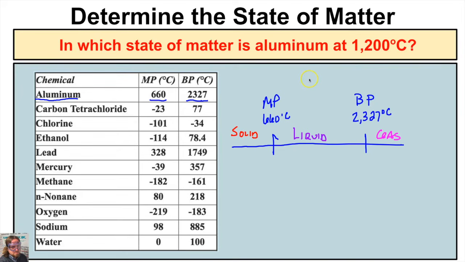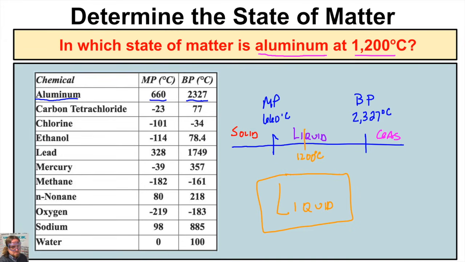All right, so we have to figure out the state of matter of aluminum at 1200 degrees Celsius. So where is 1200 degrees on this number line? Well, 660 is right here, and 2327 is going to be right here. So we're going to say that 1200 degrees is approximately right here on our number line. So what state of matter is this aluminum at 1200 degrees Celsius? Well, this aluminum is going to be in the liquid state, or liquid phase.